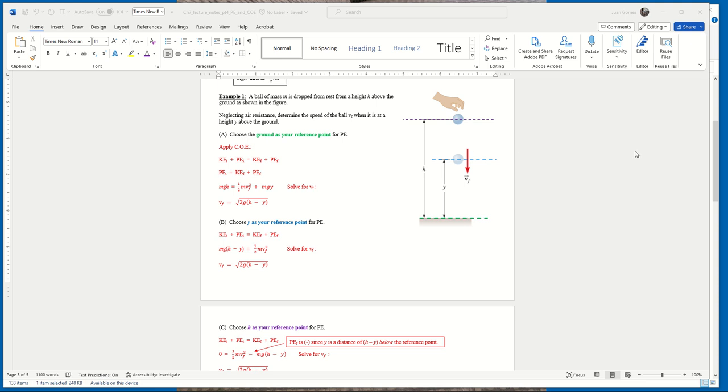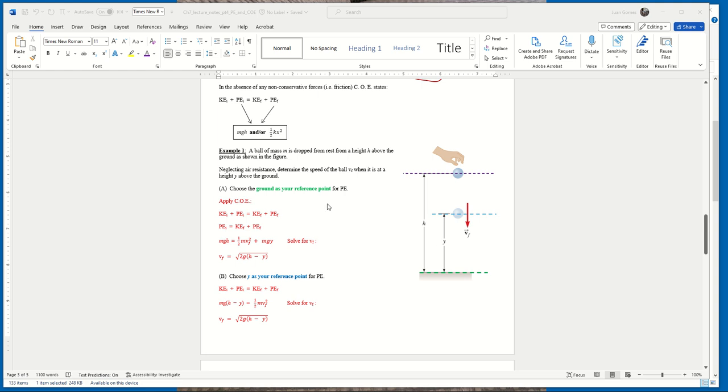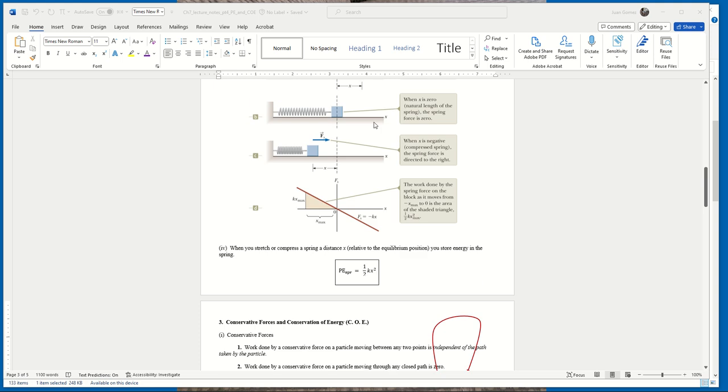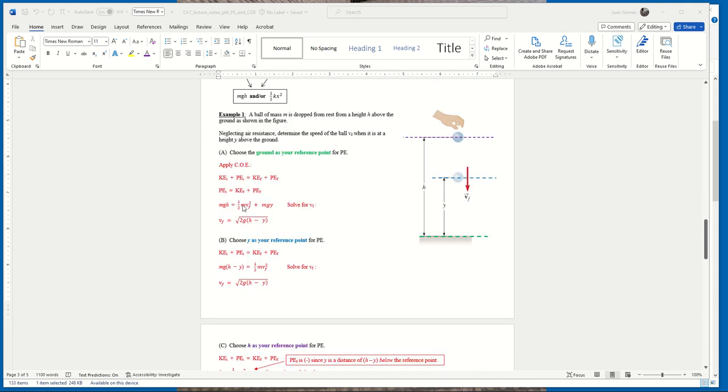We're just solving, and we should get the same answer each time because the reference point is simply a mathematical tool. We choose it so as to make the math easier. And again, part A is probably the easiest. Choose the lowest height as the reference point. Let's go ahead and work this problem. So let's do part A.